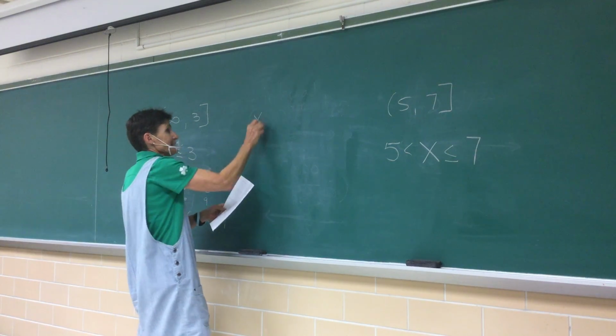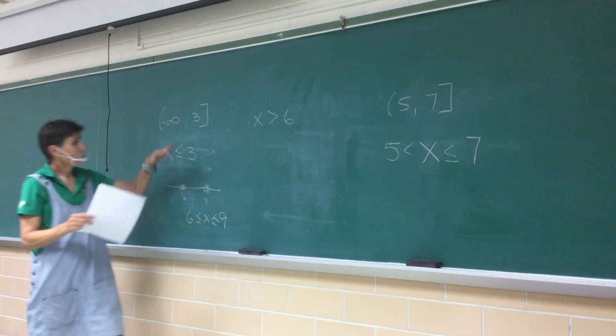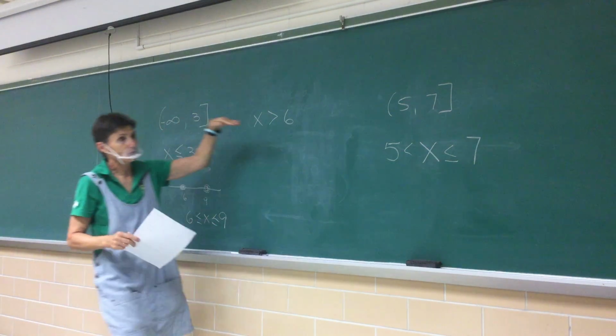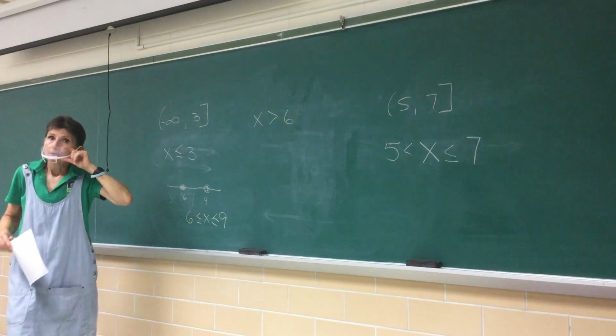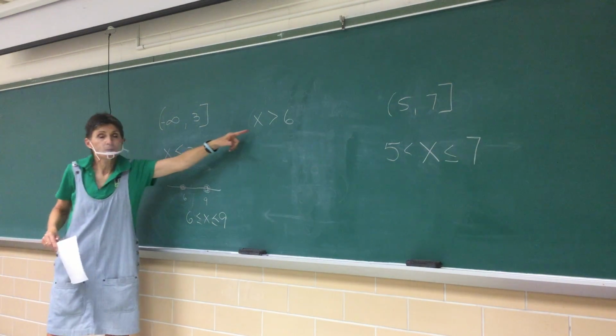Now, we're going to write this as an interval. So an interval is something like this. These are intervals with the brackets and the parentheses. So what do you think this one's going to look like?